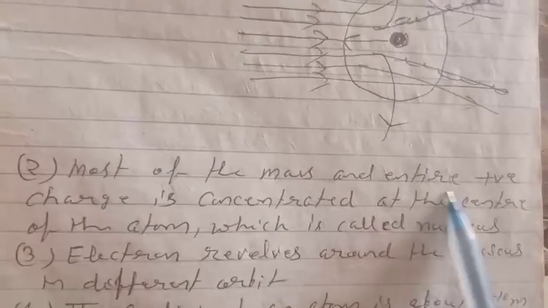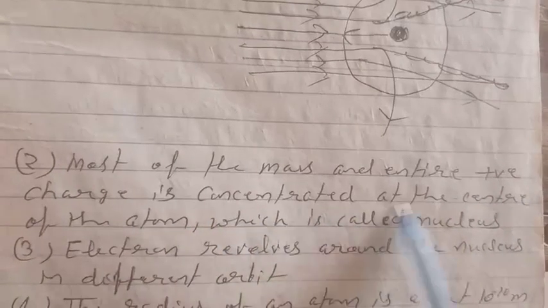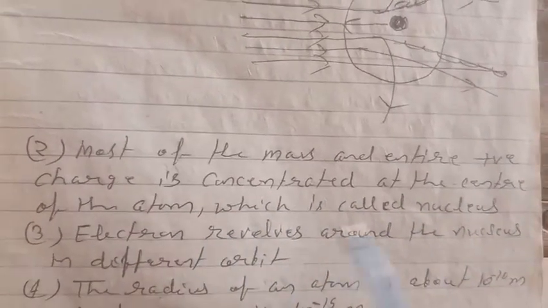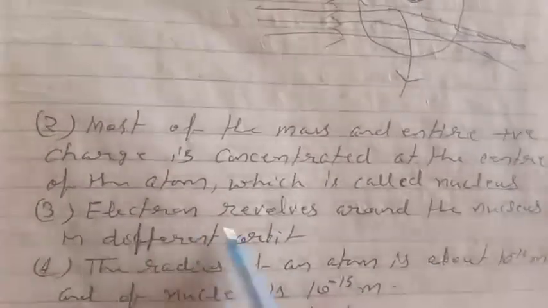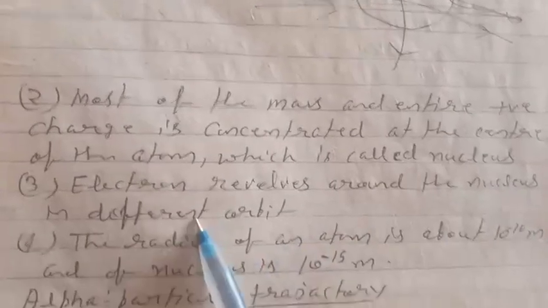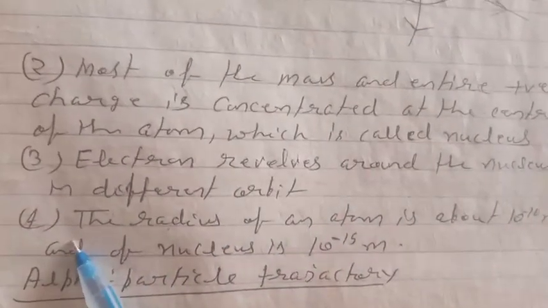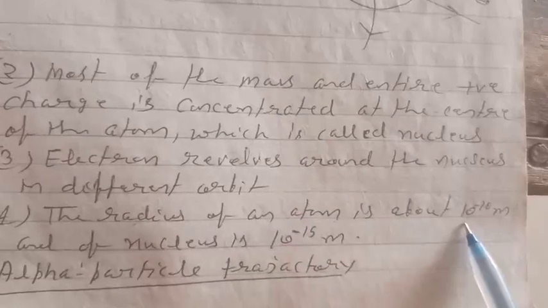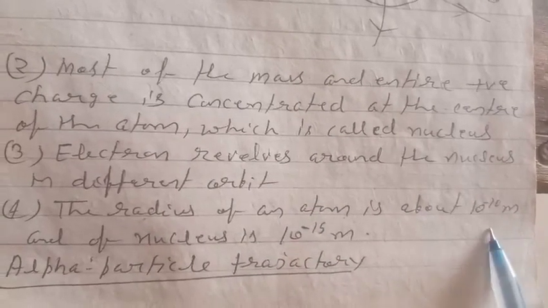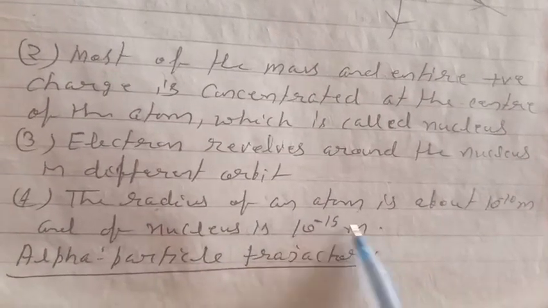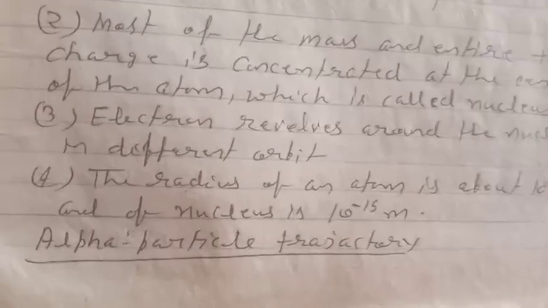Second, most of the mass and the entire positive charge is concentrated at the center of the atom, which is called the nucleus. Third, the electrons revolve around the nucleus in different orbits. Fourth, the radius of an atom is about 10 to the power minus 10 meter and of the nucleus is 10 to the power minus 15 meter.